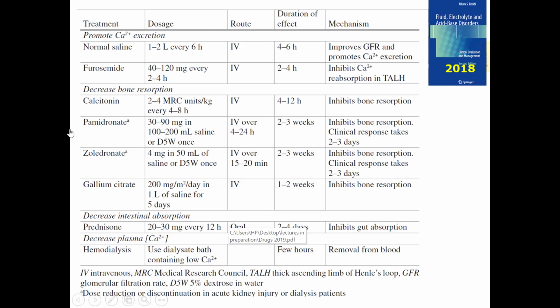So how to treat acute hypercalcemia? These are the different axes of management, promoting calcium excretion through giving normal saline, because normal saline improves the GFR and promotes calcium excretion. After volume repletion, we can give furosemide, because furosemide in this scenario will inhibit calcium reabsorption from the thick ascending limb of Henle. If we don't replete the blood volume, what happens? More and more hypercalcemia.